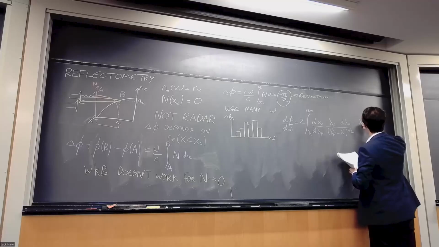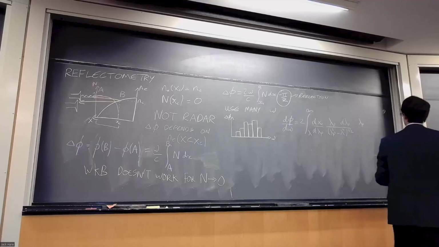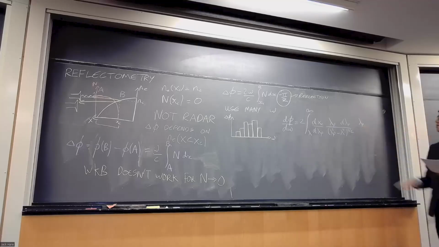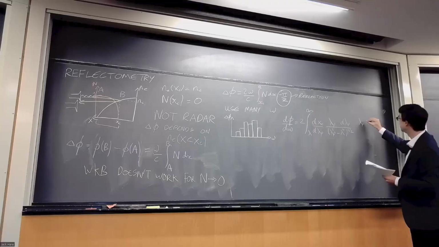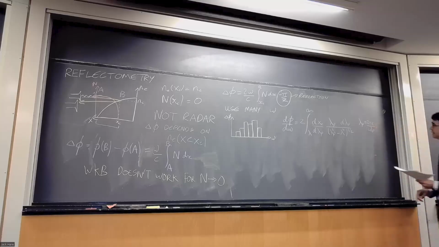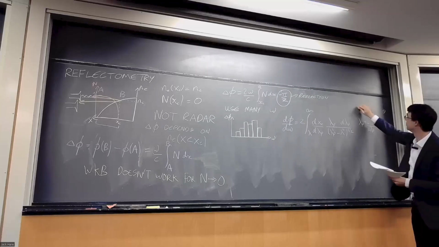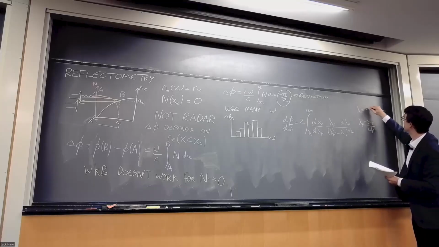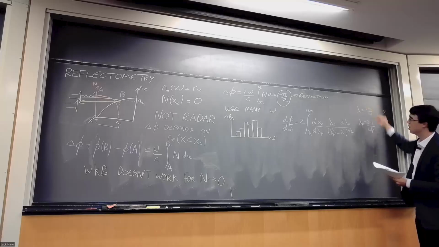Lambda p is a slightly odd quantity. It is the wavelength that a wave with a frequency of omega p would have in free space. Obviously, in a plasma, a wave with a frequency of omega p has infinite wavelength. But this is just the equivalent in free space. And so it's just 2 pi c upon omega p. And lambda is just 2 pi c upon omega.